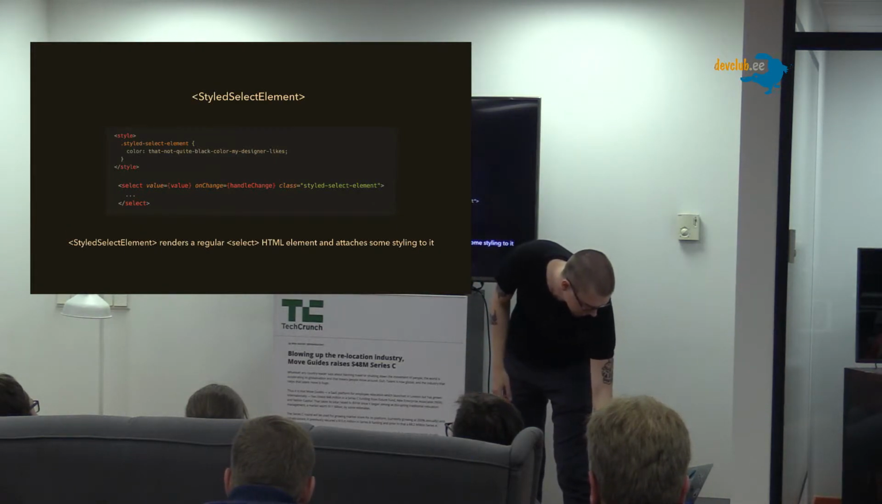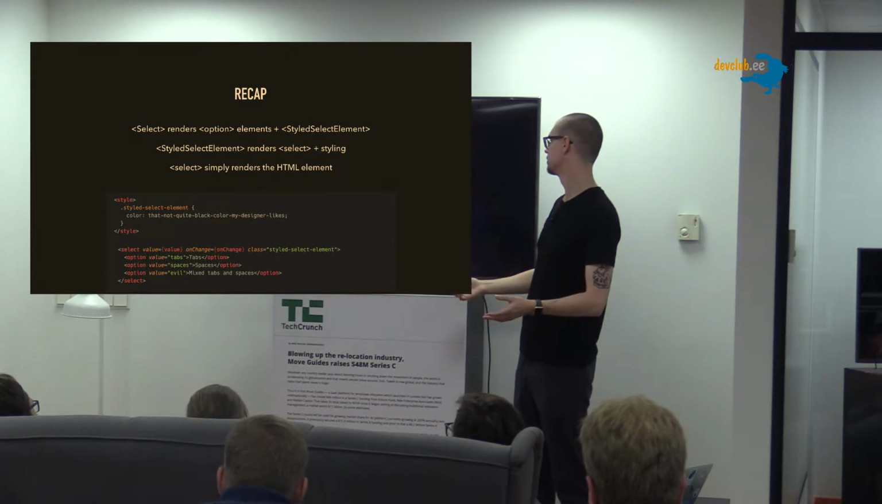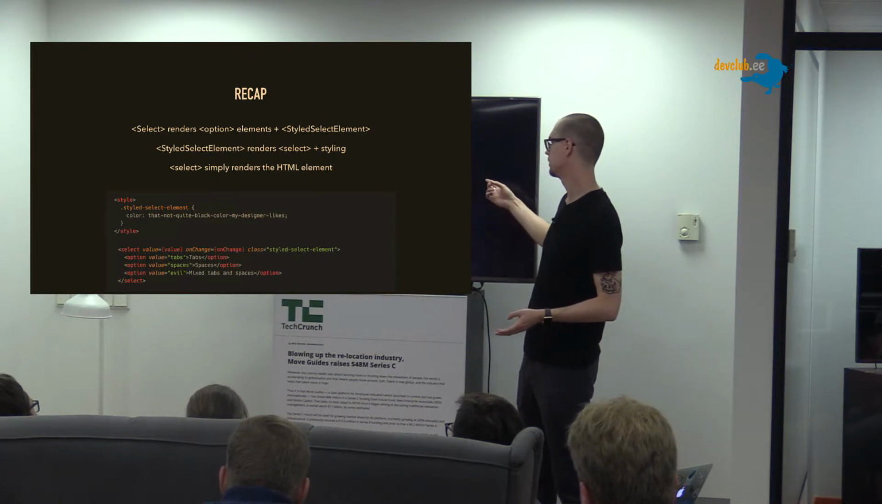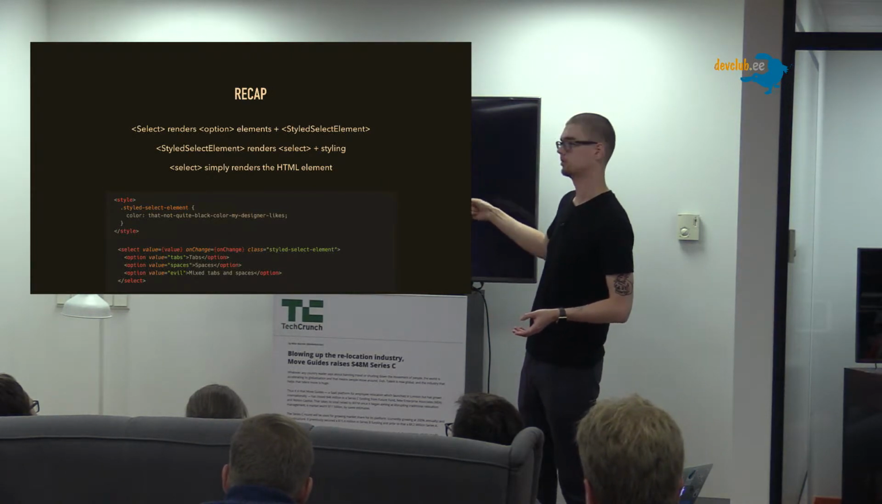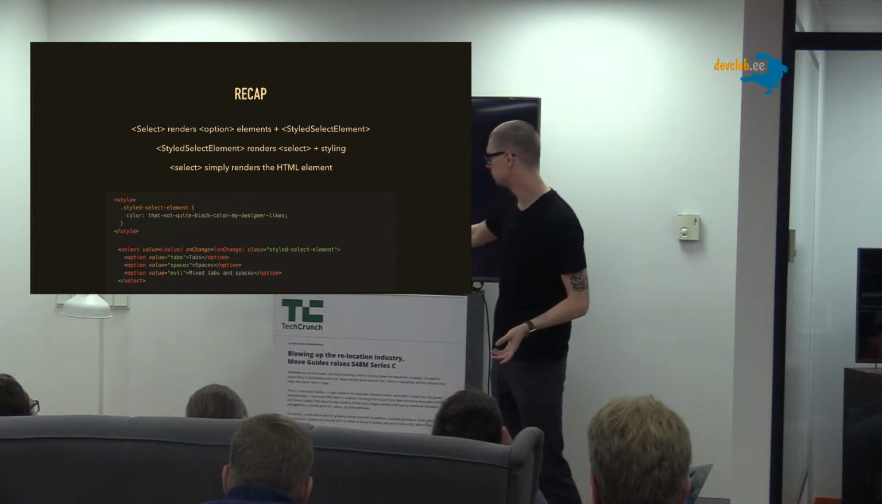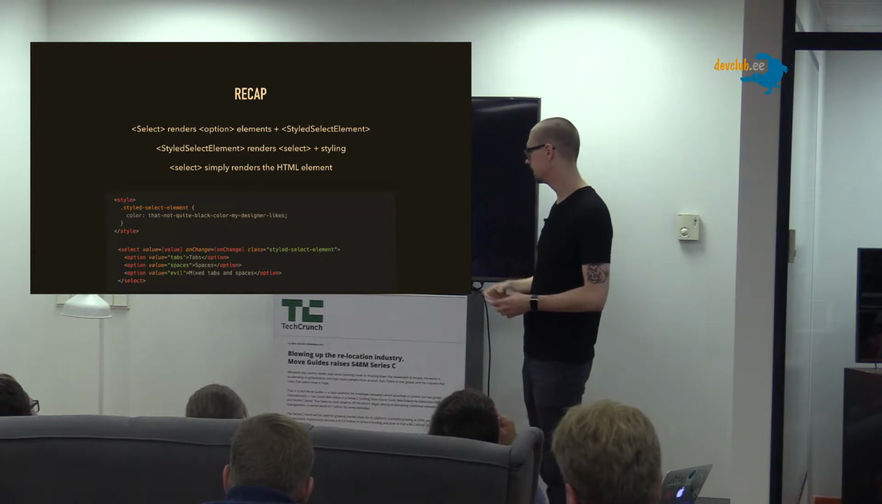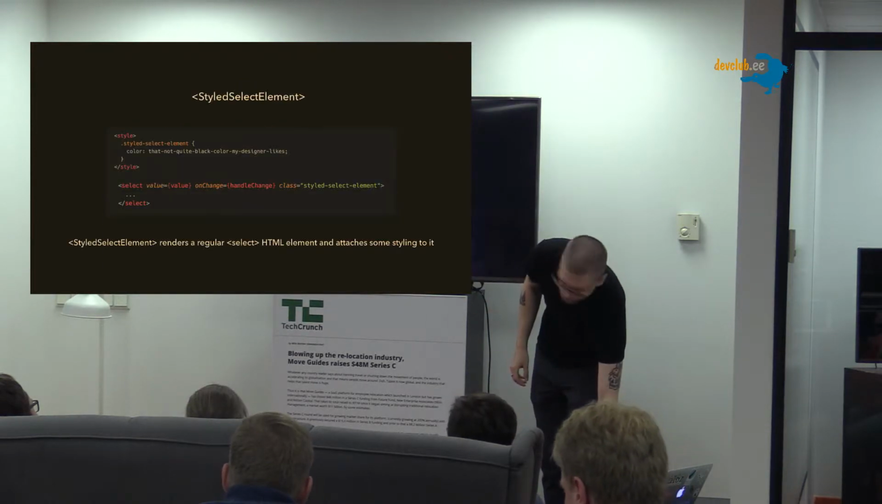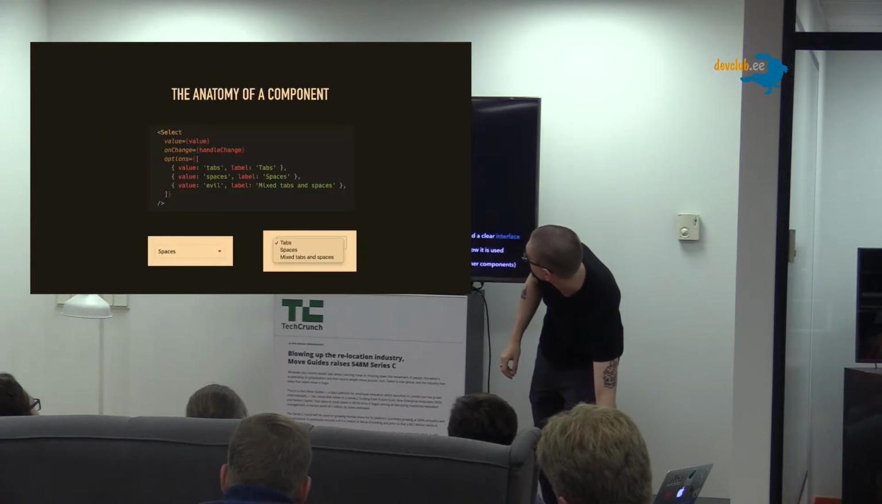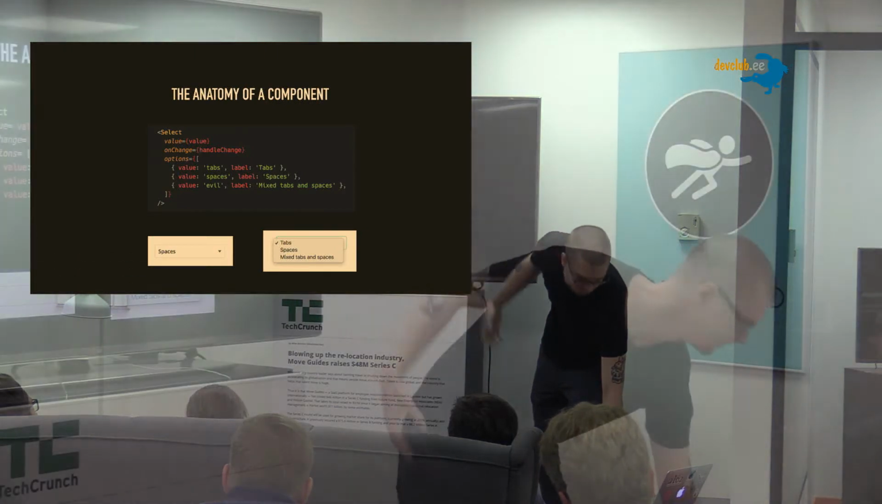So to recap, select renders the options, styled select the styling, and select the actual HTML element. And this is what we get in the end, which is slightly more complex than the simple select interface we had here.